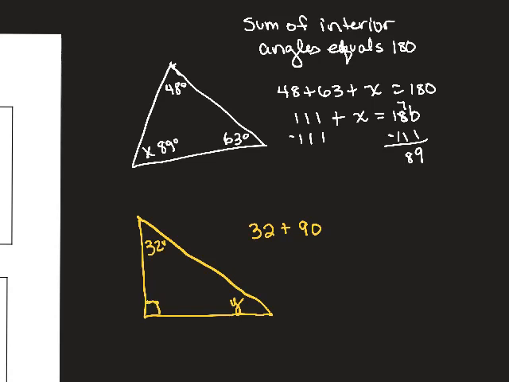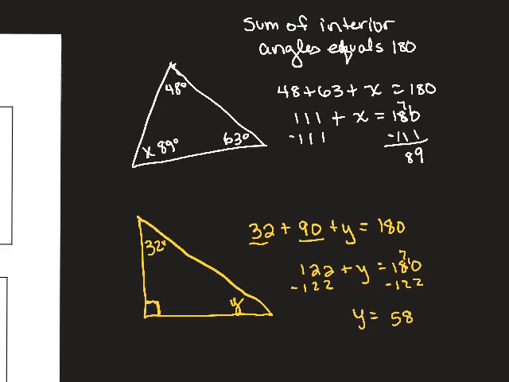Okay, so the little square down here indicates that that's a right angle, and a right angle is always 90 degrees. So plus y equals 180. Remember, all inside angles must equal 180. So now you would add 32 and 90. We'll get 122 plus the unknown amount. So what number when added to 122 equals 180? Y is equal to 58.